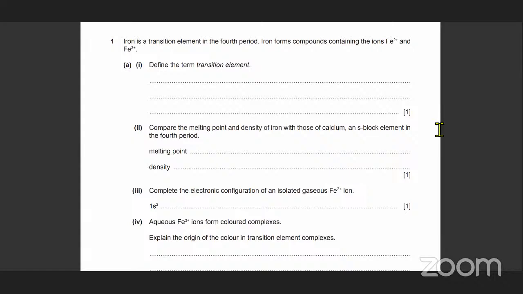Transition element. It's a 1 mark question. What's a transition element? It is when you have. Can someone tell me what it is?